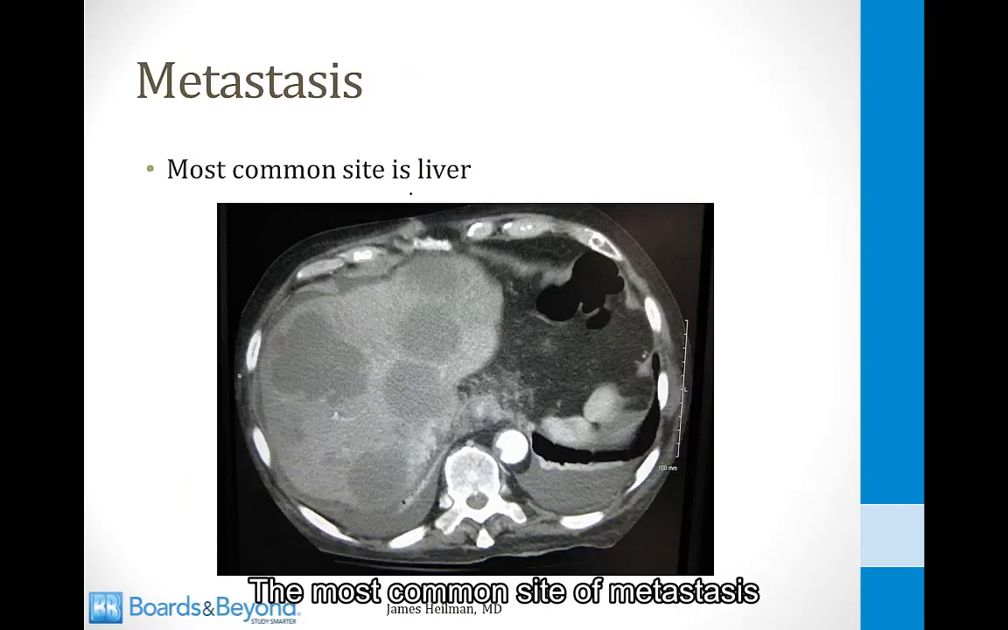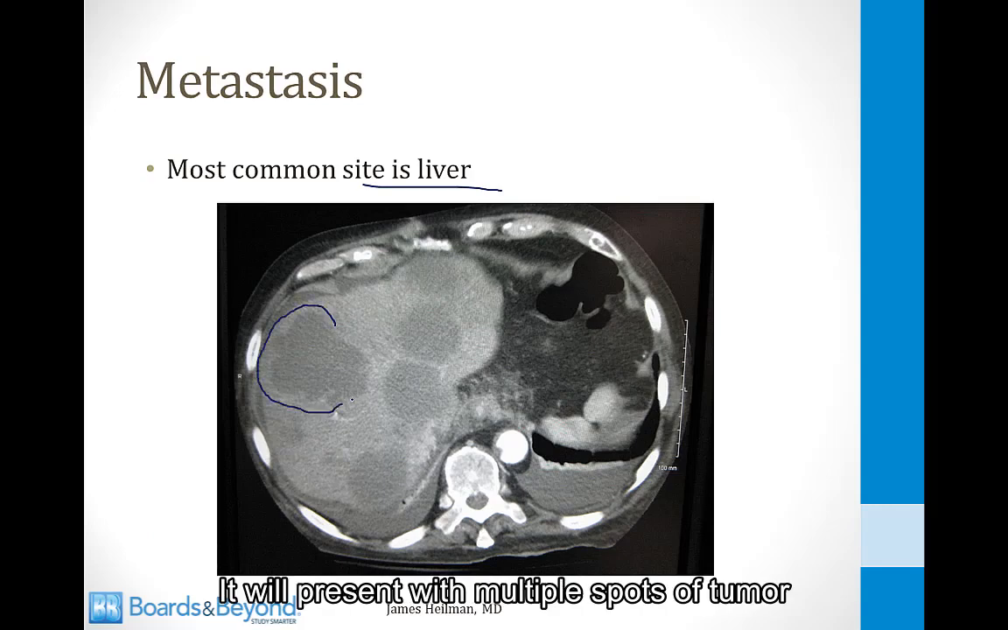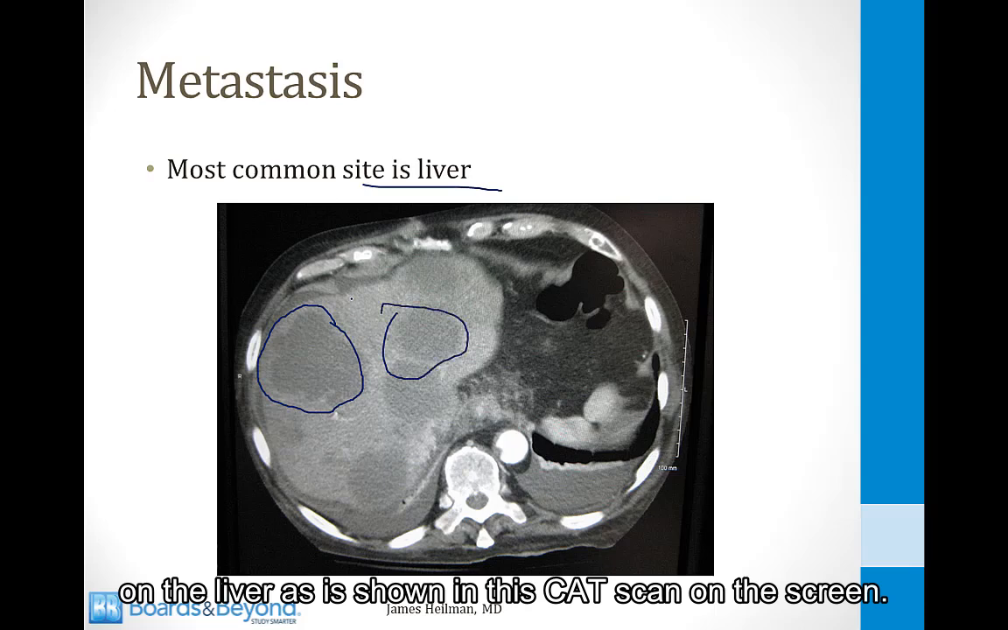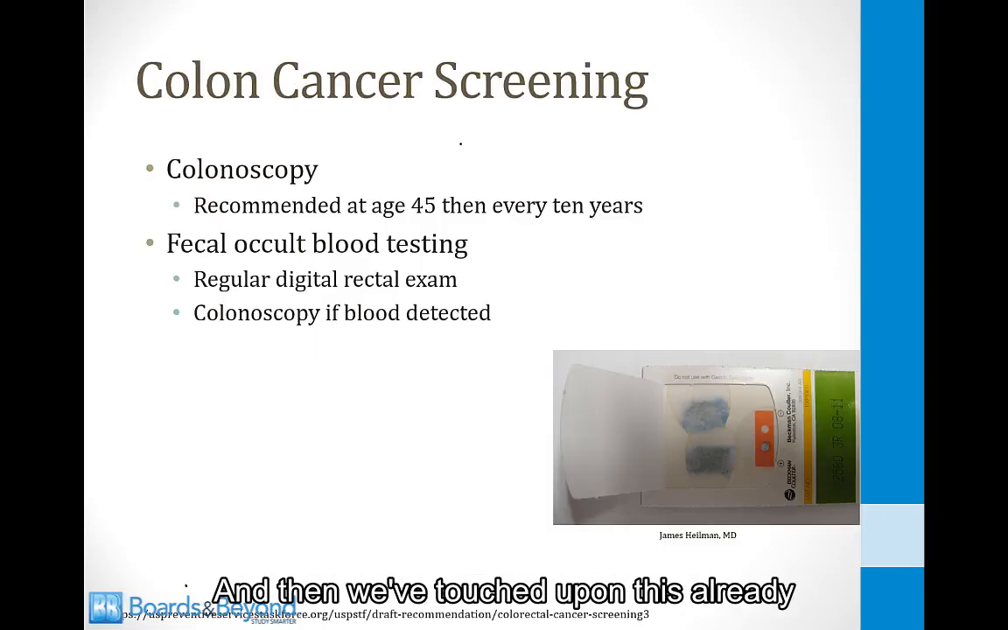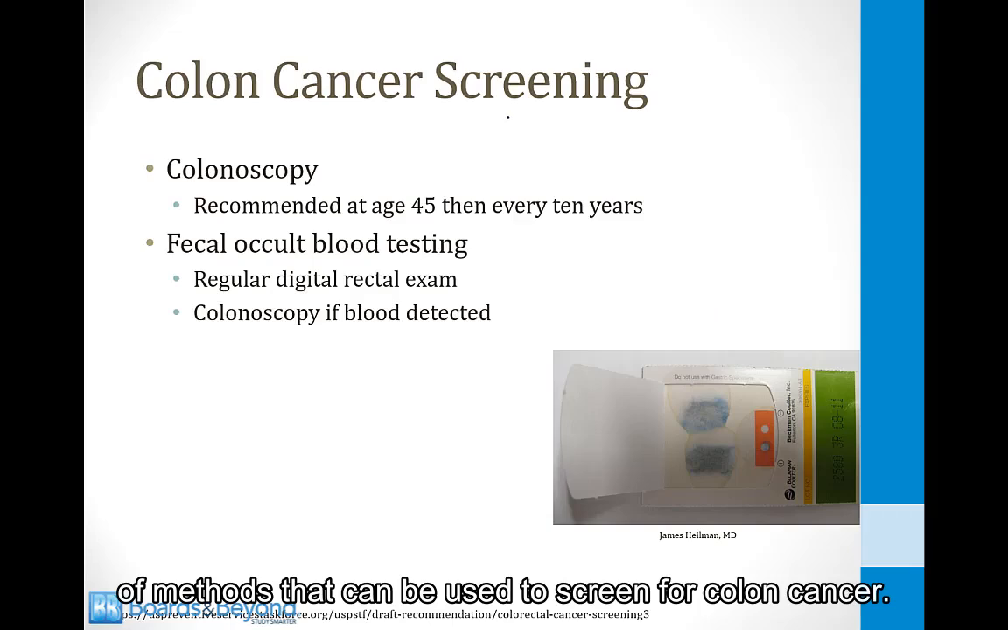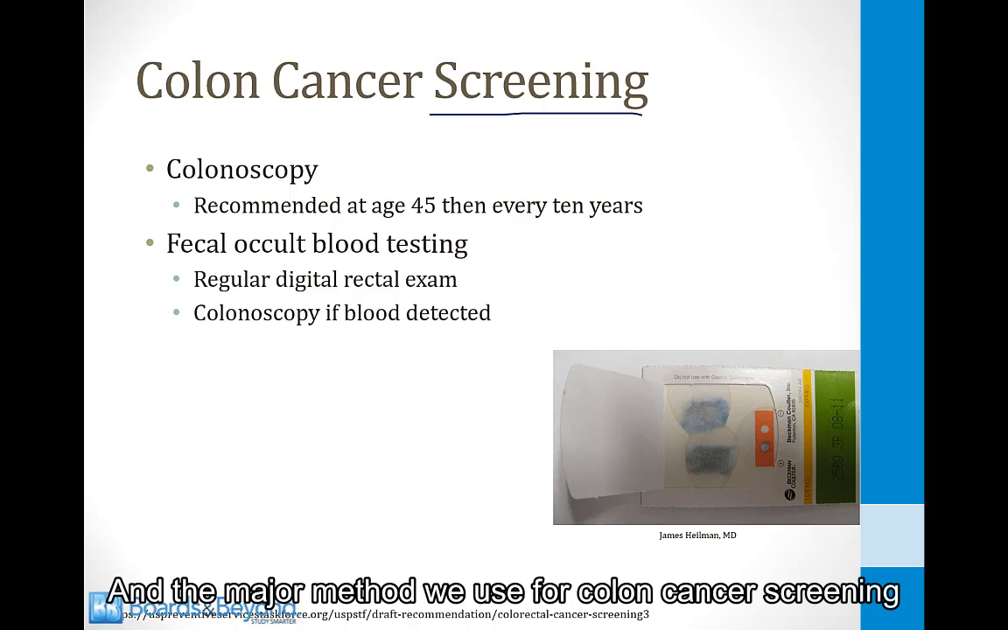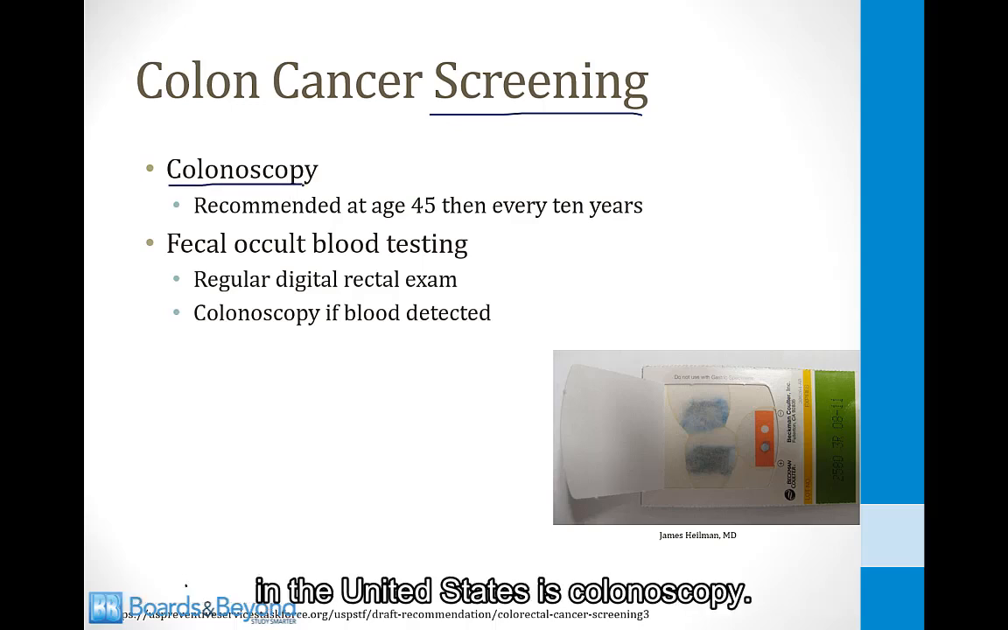The most common site of metastasis of colon cancer is to the liver. It will present with multiple spots of tumor on the liver, as is shown in this CAT scan on the screen. And then we've touched upon this already, but there are a number of methods that can be used to screen for colon cancer. And the major method we use for colon cancer screening in the United States is colonoscopy.